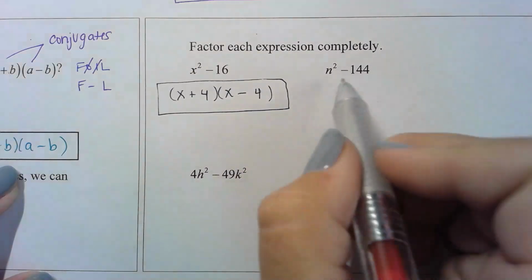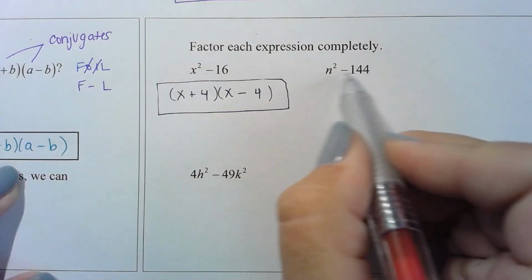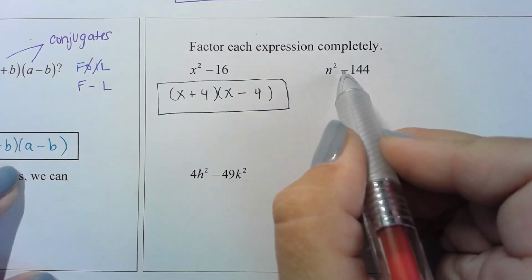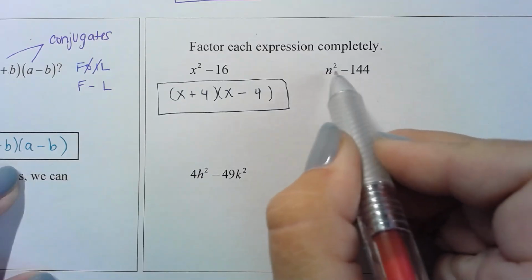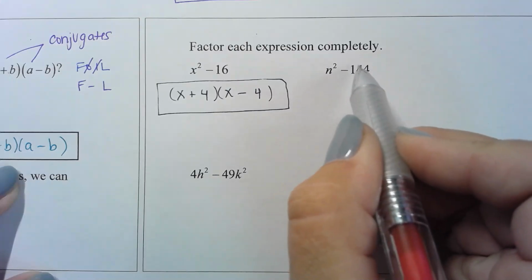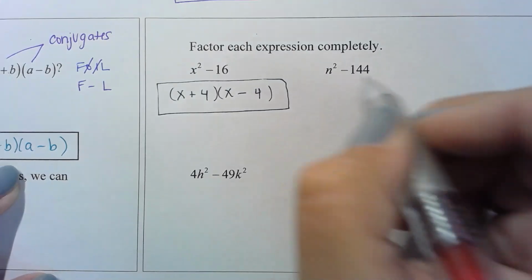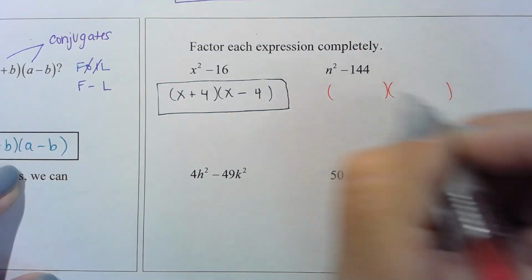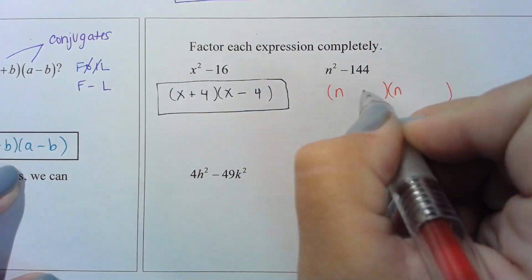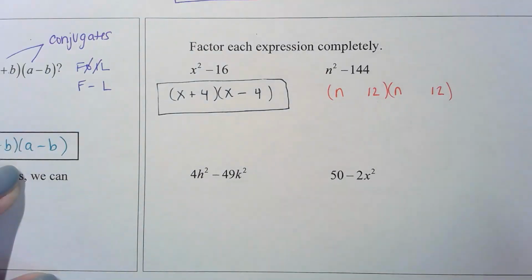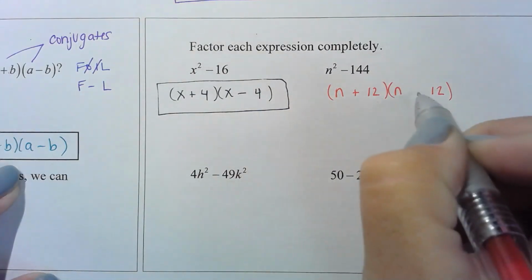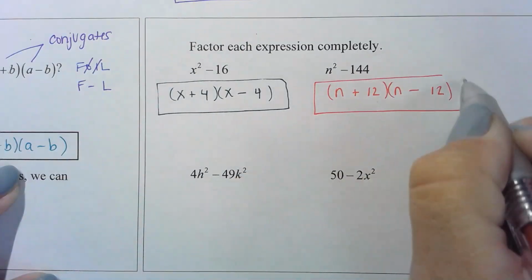Okay. Let's look at the next one. I have two terms, subtraction, there's that difference, and I'm asking, are they perfect squares? n squared, and 144 is 12 squared. So that's a difference of squares. The square root of n squared is n, and the square root of 144 is 12. We put a plus between them, we put a minus between them.